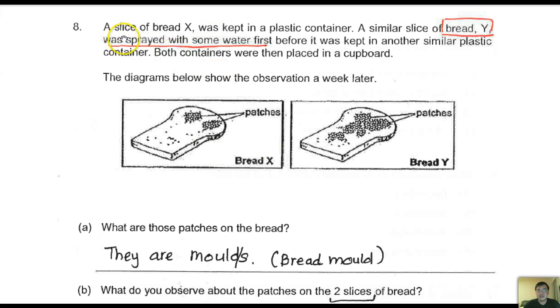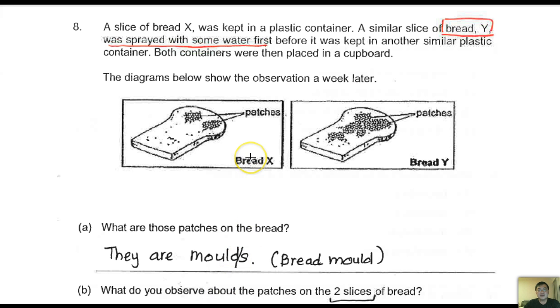This slice of bread X was kept in a plastic container. A similar slice of bread Y, however, was sprayed with water before it was kept in another similar plastic container. So both were kept in a container, and more water was deliberately sprayed onto bread Y. Both were placed in the same location, which is the cupboard. Same location, right? The cupboard.